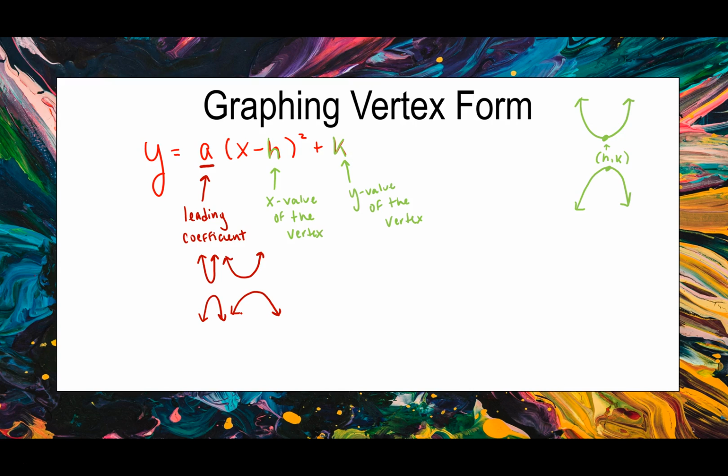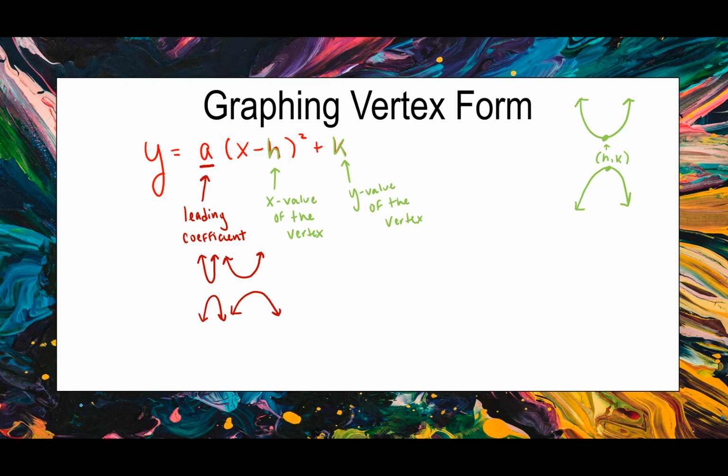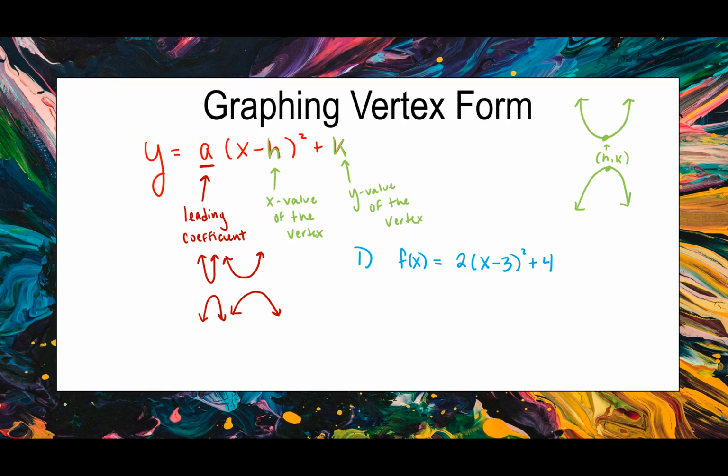So that's what that a value is going to do. So let's do a couple of examples here. See if you can find out what the vertex is going to be. If I have something like f of x, which is the same thing as saying y equals 2 times (x minus 3) squared plus 4, what would the vertex be of that particular graph? Well, if you said (3, 4), you are correct.